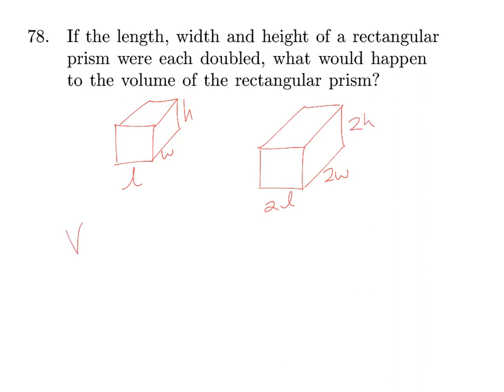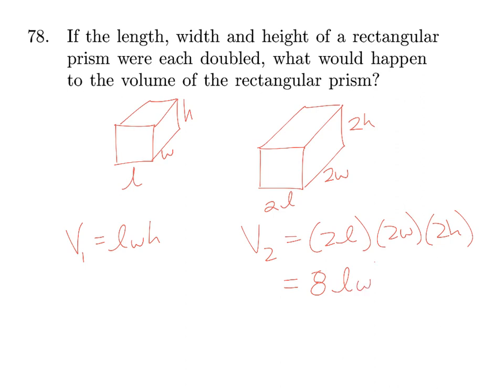Alright, here's the volume of the first prism, just length times width times height. Here's the volume of the second prism, 2L, 2W, 2H, which gives me 8LWH. So the volume would increase 8 times. So to answer this question, you would write 8 times larger. That's how much the volume would increase by.